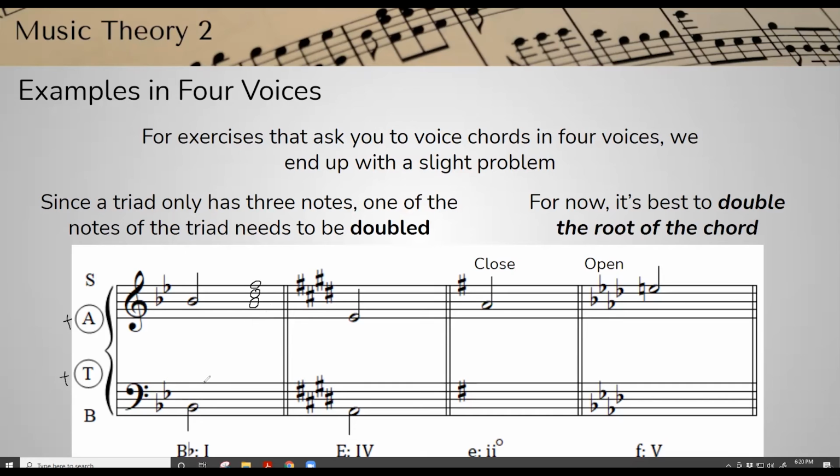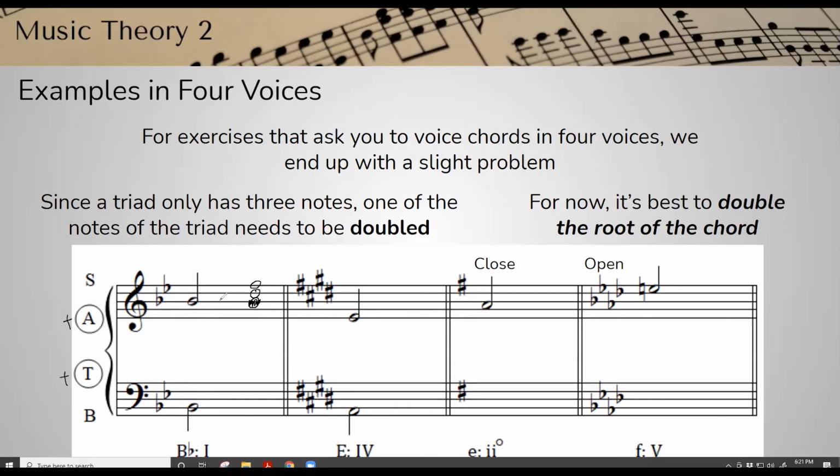Okay, so how do we voice this? Well, there's a lot of different options for something like this. So let's figure out what's already there. We already have a B flat in both the soprano and the bass, so we don't need a B flat at all. Okay, so we need to find a home for the D and the F.